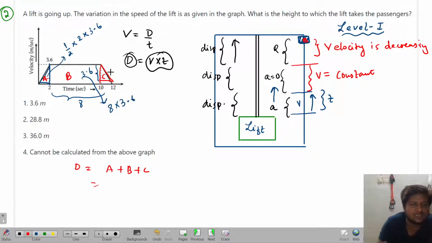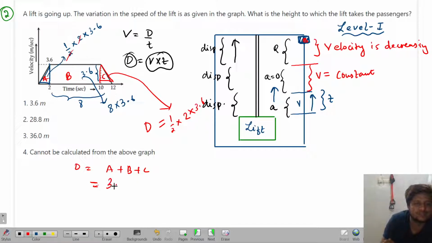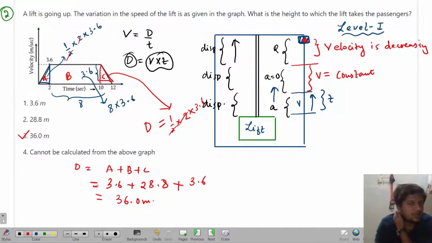Now try to see region C. What is your displacement for region C? It is again equal to half into the base, 10 to 12, that means 2, and the height is 3.6. Multiply all of this. So the 2 got cancelled, that is 3.6, plus region B is 8 into 3.6, that is 28.8, plus this region 2 got cancelled, that is 3.6. So the total distance you got is 36.0 meter. So option C is correct. Understood or not? Tell me everyone.